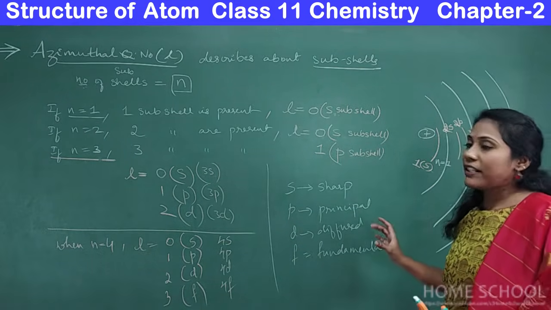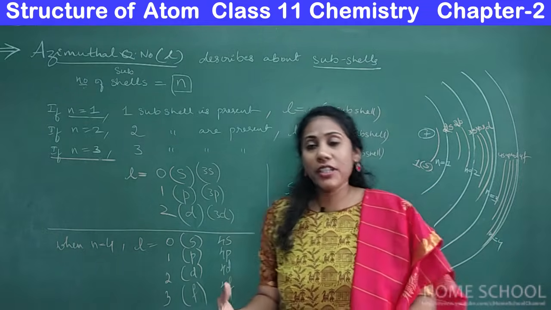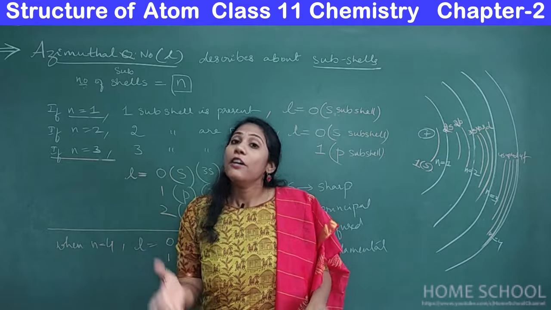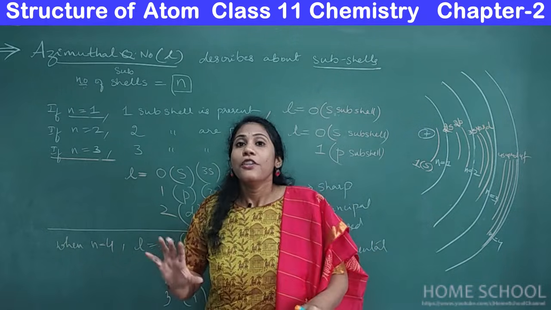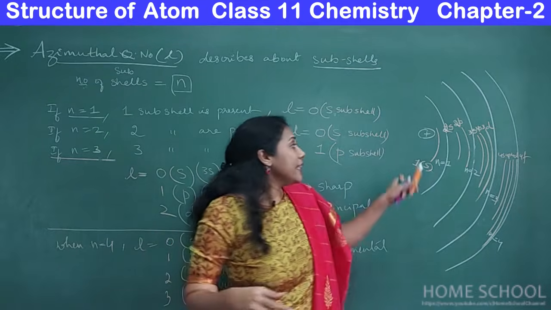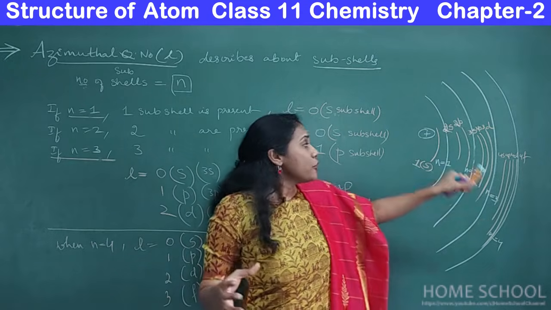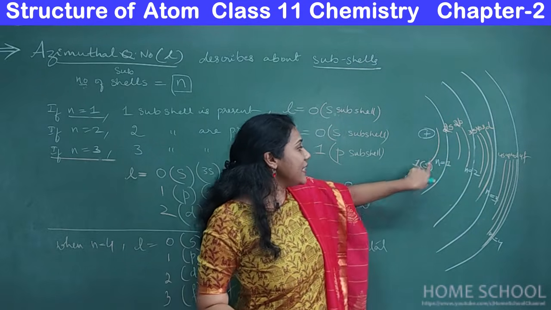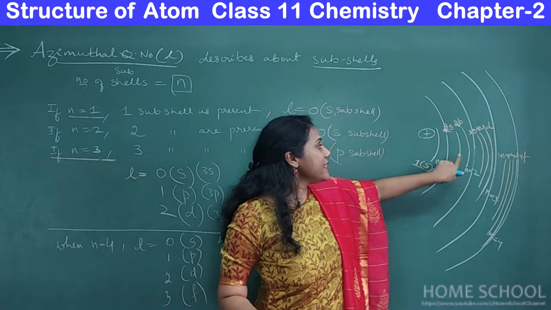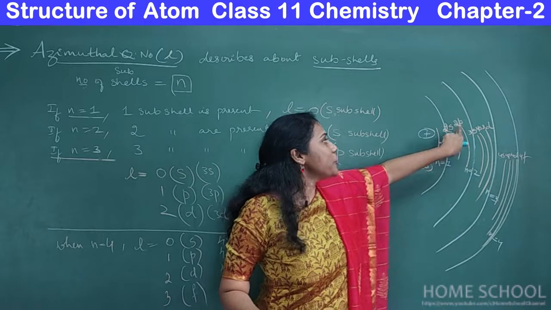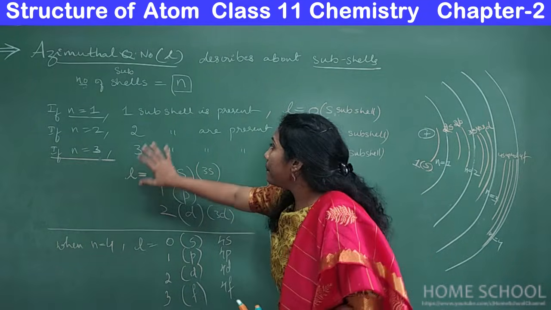So now you understood that s, p, d, f is nothing but the designation for the subshells present in various main shells. It's like understanding the number of districts present in a state and their names. The number of districts in the first state is 1. What is its name? 1s. The number of districts in the second state is how many? 2. What are their names? 2s, 2p, like that.